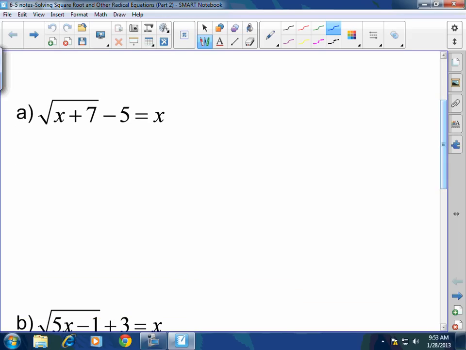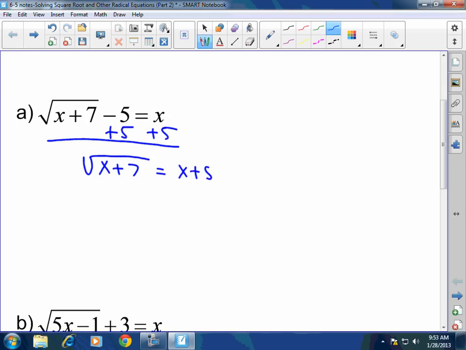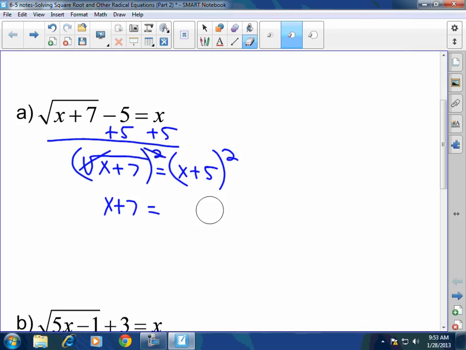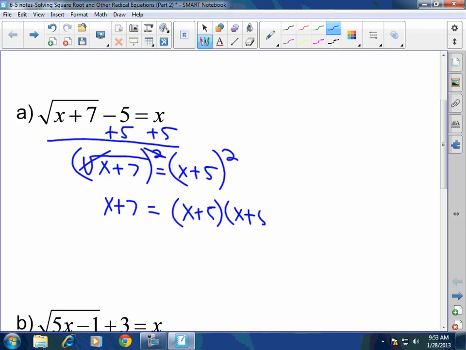First things first, we want to get that square root alone. So I'm going to go ahead and add 5 to both sides, my friends. Just like always, I got the square root of x plus 7 equals x plus 5. I want to get rid of the square root by squaring both sides. So when I square a square root, I got x plus 7. Now here, guys, the temptation is to go x squared plus 25, but that is wrong. Please remember, this is a perfect square, so this is x plus 5 times x plus 5.